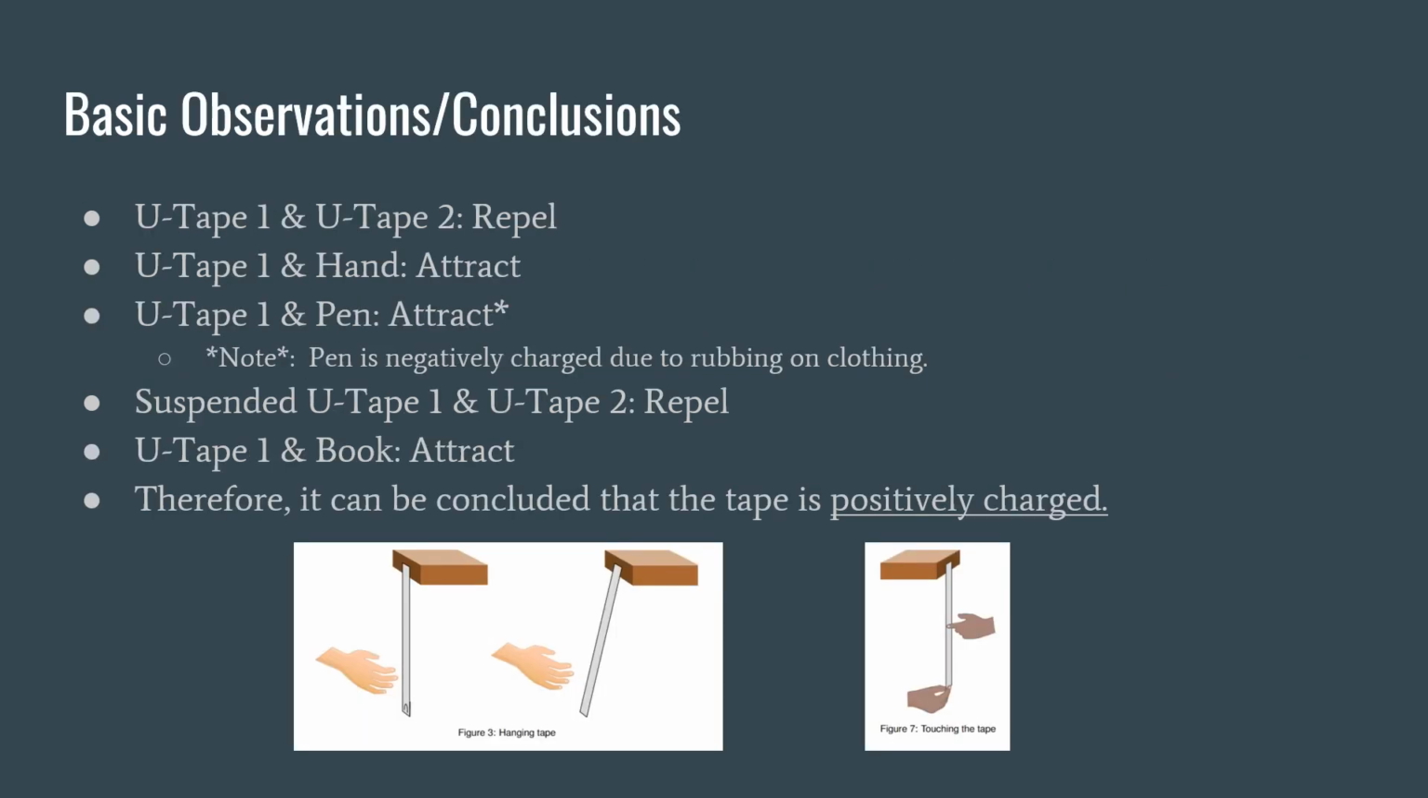For basic observations and conclusions, you can see the two U-tapes repel each other. U-tape and hand, which is a neutral object, attracted. U-tape 1 and the pen attracted, and the pen was negatively charged due to rubbing on clothing first. The suspended U-tape and U-tape 2 repelled, U-tape 1 and a book attracted. Therefore, it can be concluded that the tape is positively charged.